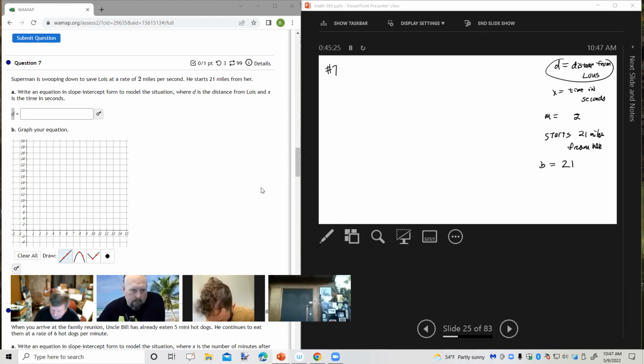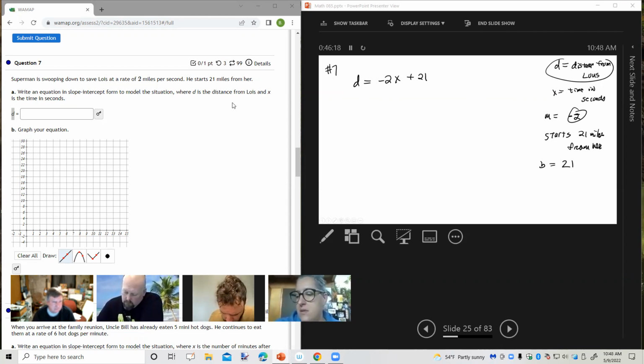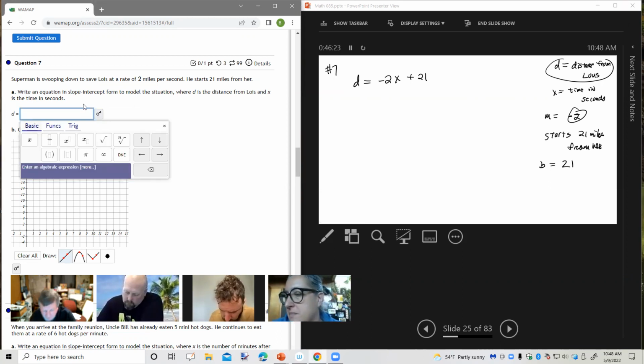And then what's the rate of change? Well, I wrote a 2 here, but let's look at this. He's starting 21 miles away from her, right? And he wants to swoop down and save her. So he wants to get closer to her, which means the number of miles away from her is going to decrease. So our rate or slope is going to be negative. You follow that? So that he's going from here down to where finally he rescues Lois. So that means our equation is going to be D equals negative 2x plus 21. So there's our negative 2x plus 21.